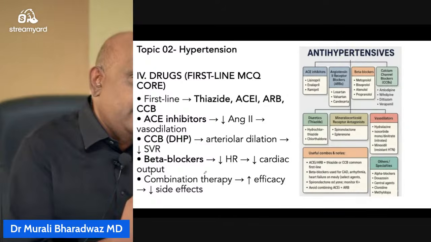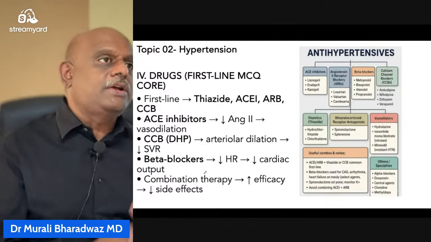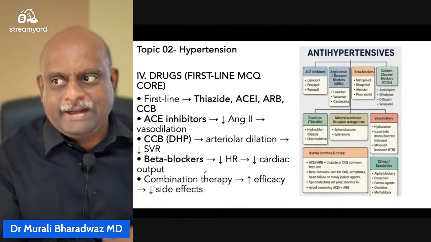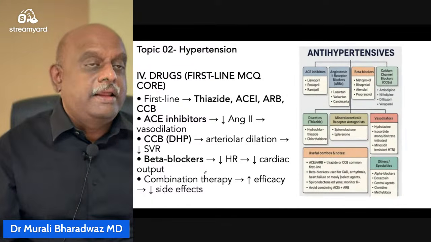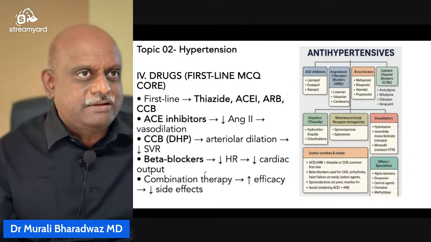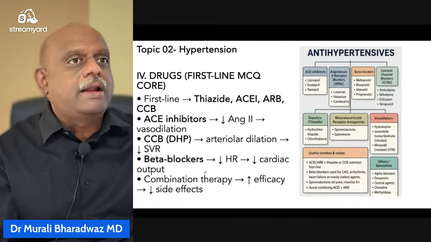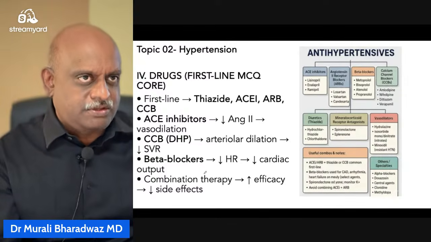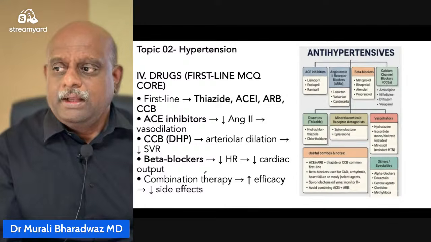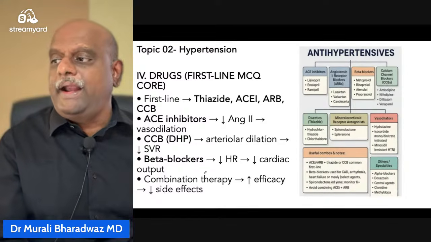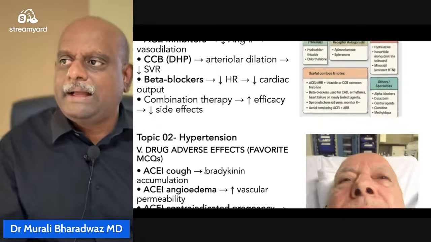Then ACE inhibitors, how do they work? They decrease the conversion of angiotensin 1 into 2. So decreased angiotensin 2 will cause vasodilatation. Why calcium channel blockers? They relax the smooth muscle of the blood vessel by blocking the calcium. That leads to arterial dilatation, decreased SVR, systemic vascular resistance, and decreased afterload on the heart. Then the beta blockers decrease the heart rate and decrease the cardiac output, is what you have to basically remember.